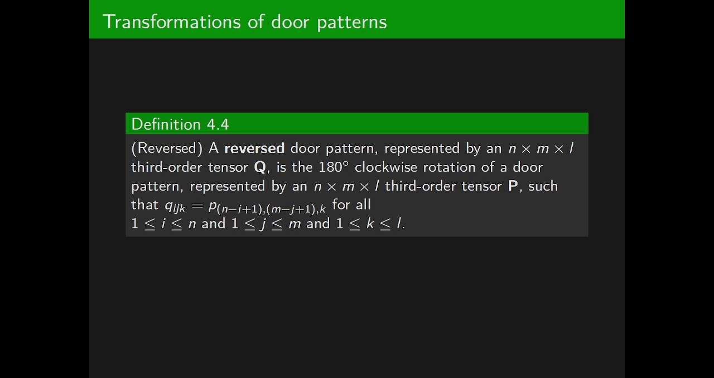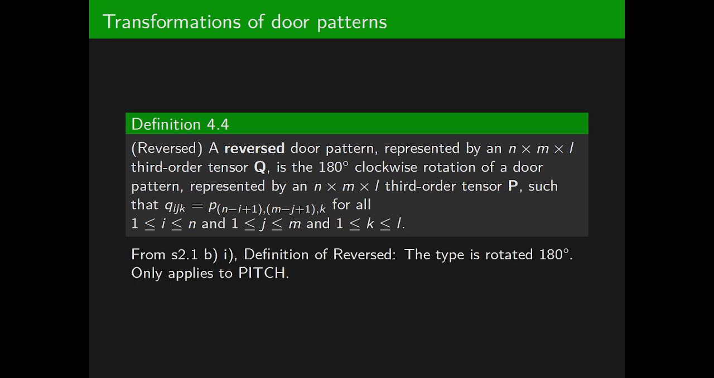Okay, so now we move on to another definition, reversed. It's basically the 180-degree clockwise rotation, and the third order tensor sizes are the same, such that Qijk equals P n minus 1 plus n minus i plus 1, m minus j plus 1, k for all bounds. Compared to the definition of reverse from the regulation document, the type is rotated 180 degrees, and it only applies to pitch. So again, important thing, only applies to pitch.